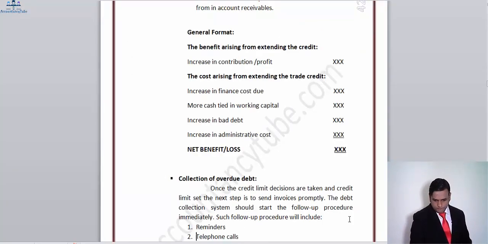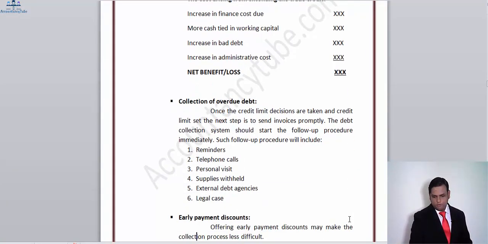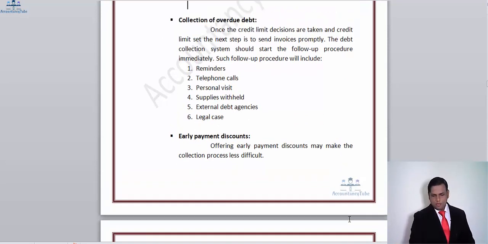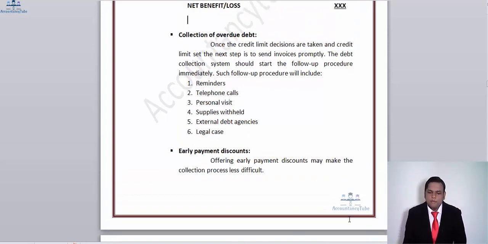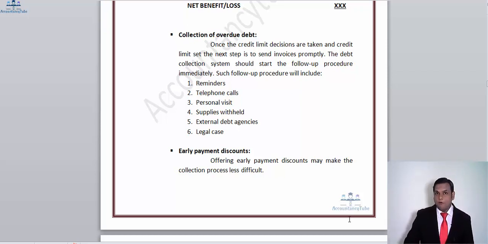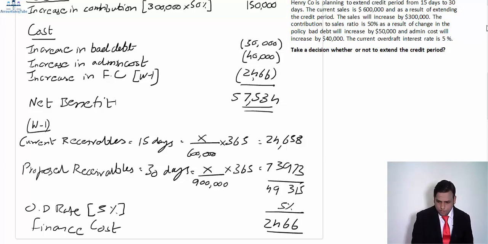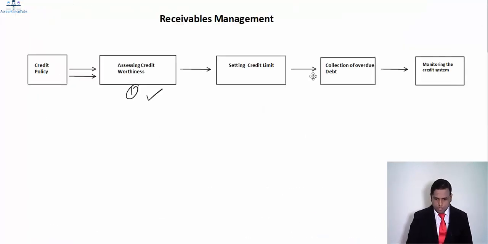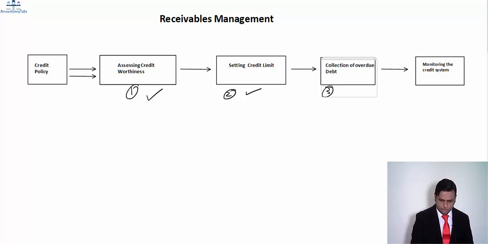Moving on to our notes, we have got our next topic of collection of overdue debt. Now, due to the credit limit decisions taken, the next step is to send invoices promptly. Now, we are moving on to the next step after setting the credit policy. It's best understood if we can keep track of it in the flow chart. We have learned the credit limit with an example. That was the second step. Now we are moving towards the third step, that is collection of overdue debt.